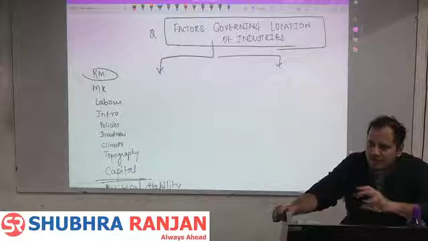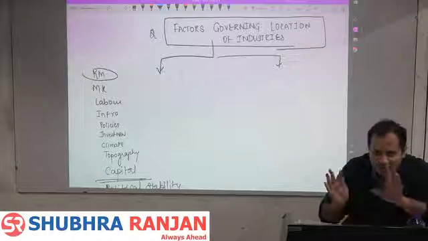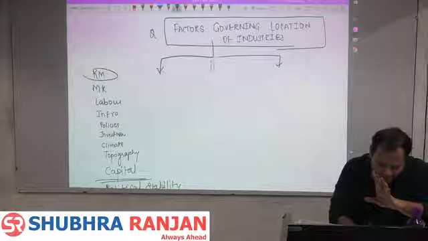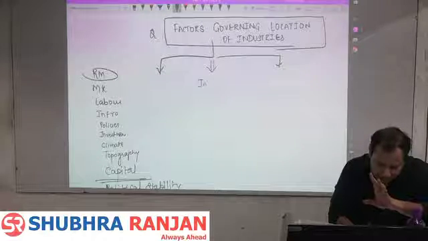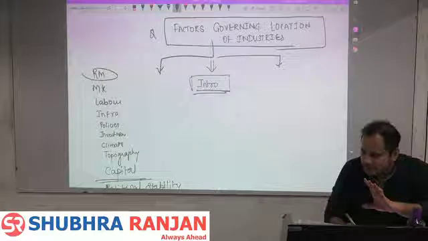And then what are the major factors that govern the location of the industries? In this we have to write an example. This topic is very easy. Just that, introduction.